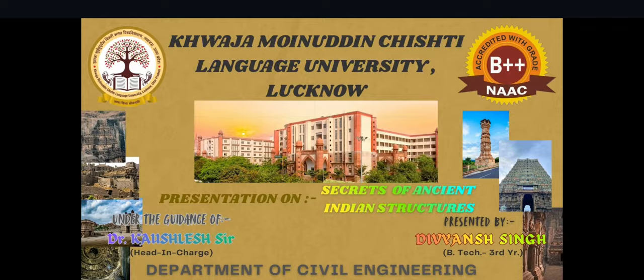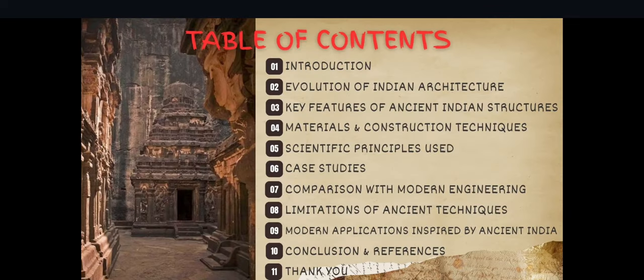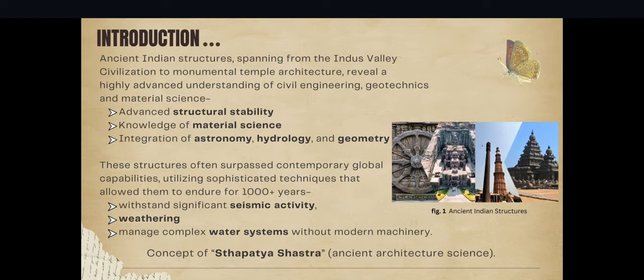In this, we see first of all the table of contents, which includes introduction, evolution of Indian structure, key features of ancient Indian structure, materials and construction technique, scientific principles used, case studies, comparison with modern engineering, limitations of ancient technique, modern application inspired by ancient India, conclusion and references, and thank you. Then the first slide is the introduction.